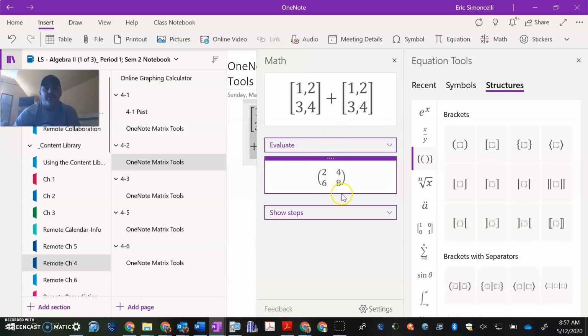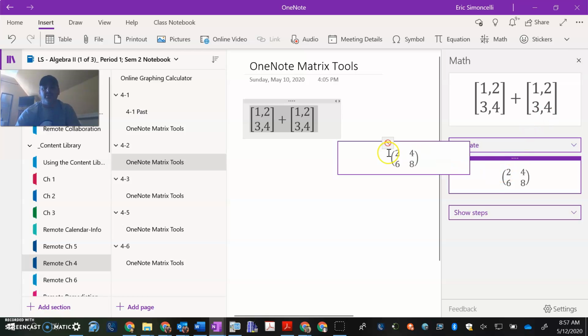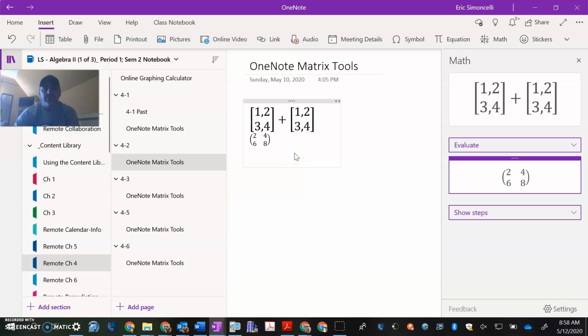And there you have it. Your answer shows there 2, 4, 6, and 8. Like before, I'm going to take that answer and just slide it right over, which is going to stay there for your later understanding and manipulation.